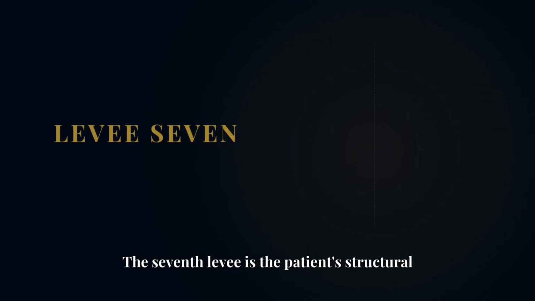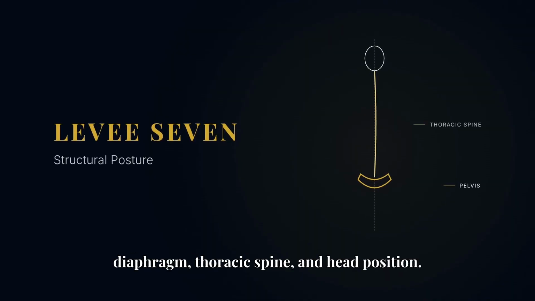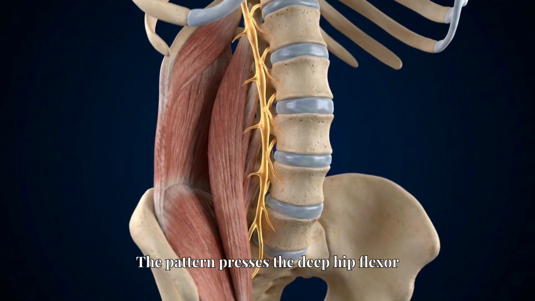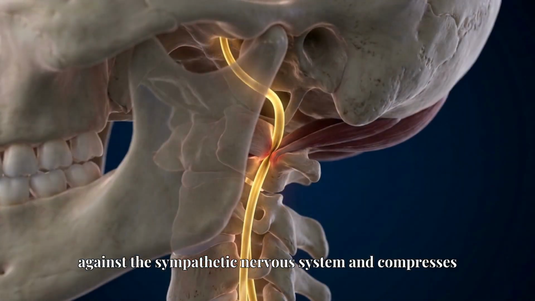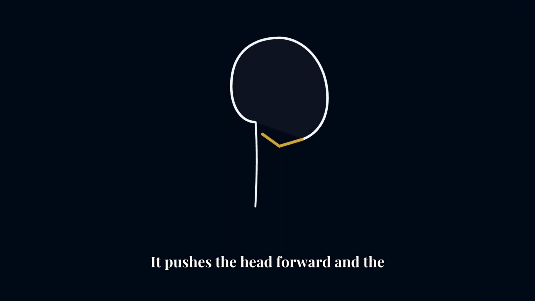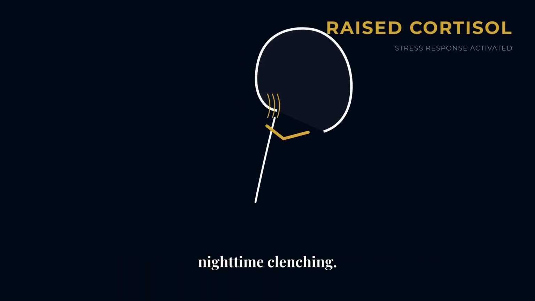The seventh lever is the patient's structural posture, the cumulative effect of pelvis, diaphragm, thoracic spine, and head position. The pattern presses the deep hip flexor against the sympathetic nervous system and compresses the vagus nerve at the base of the skull. It pushes the head forward and the jaw back. This raises cortisol, suppresses recovery, and drives nighttime clenching.